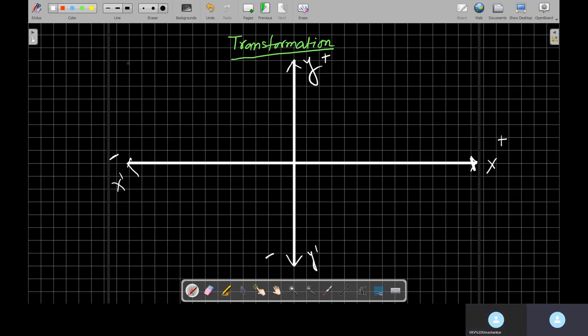So first in transformation, we are going to learn the equidistance one. That is called reflection. How does the reflection work? Let's begin with a line. I'm going to take a line and draw it over here.